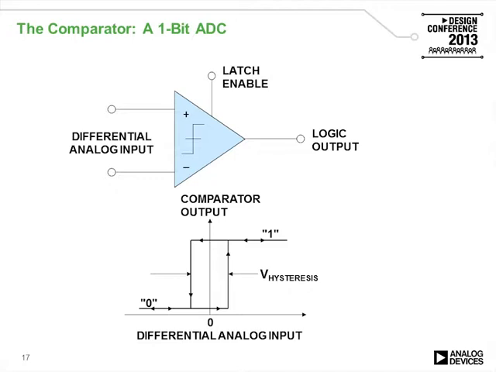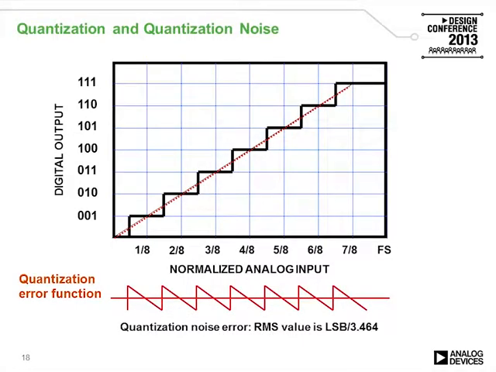Now, we don't use the 1-bit A to D converter in very many places, but it is a basic building block of all of the other types of converters. So that's why we talk about it here.